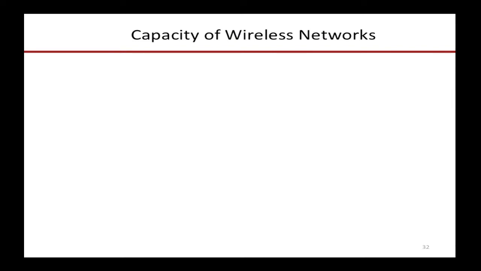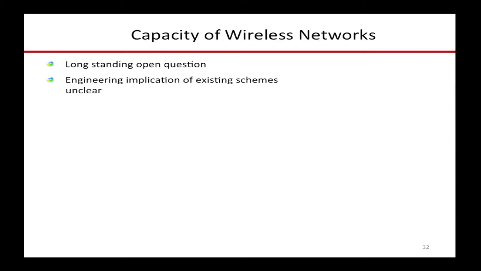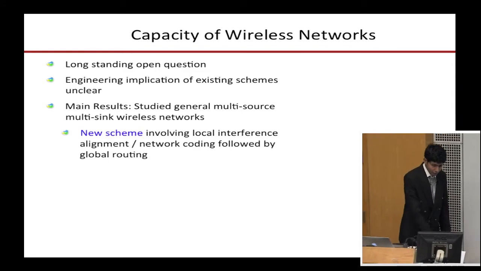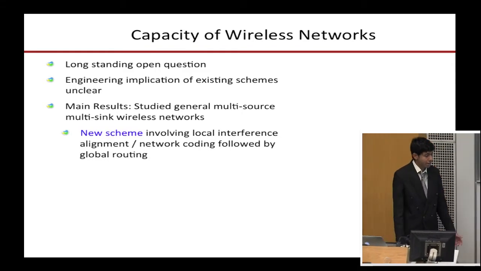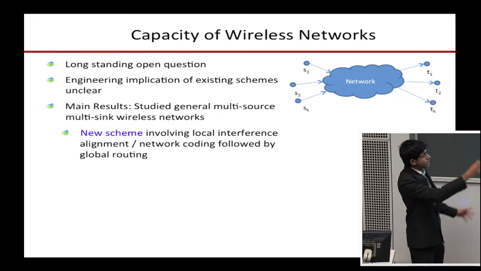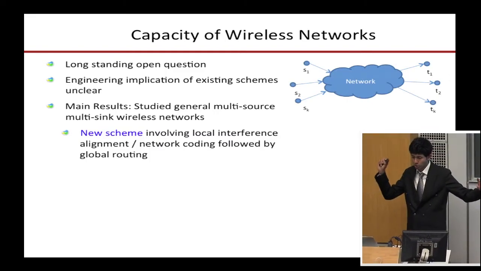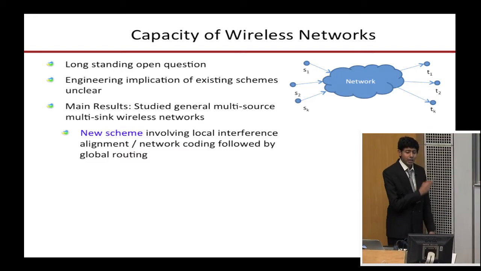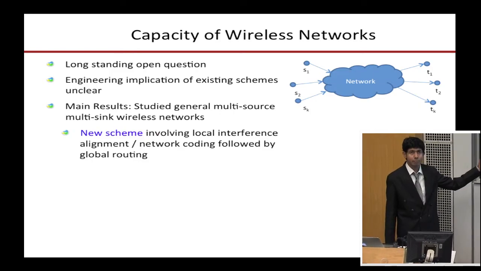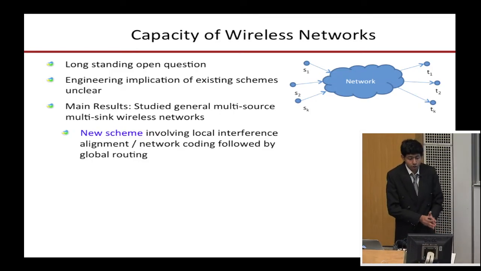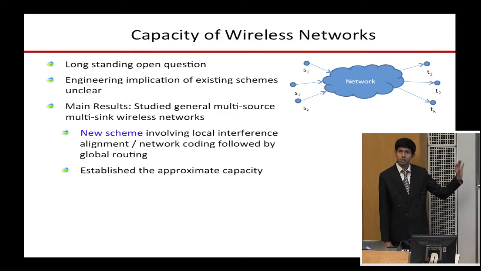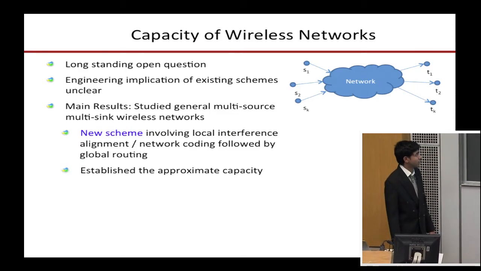We want to understand when does interference limit the capacity of a network? The capacity of wireless networks is a long-standing open question. And even when sometimes the theoretical understanding exists, engineering implications are unclear. In our work, we studied a general multi-source, multi-sink network, which means you have a network with several sources, several destinations. Each source wants to communicate to its destination. For this problem, we proposed a new scheme involving interference alignment and network coding, followed by routing. And we showed that this scheme achieves the approximate capacity of this network.